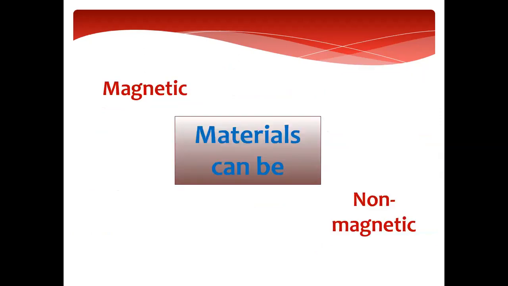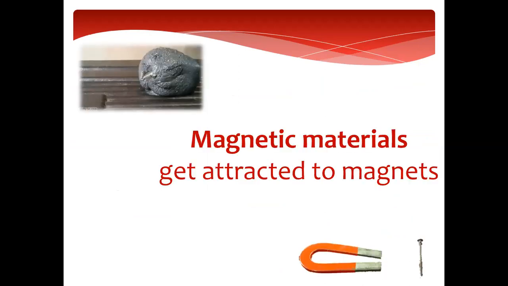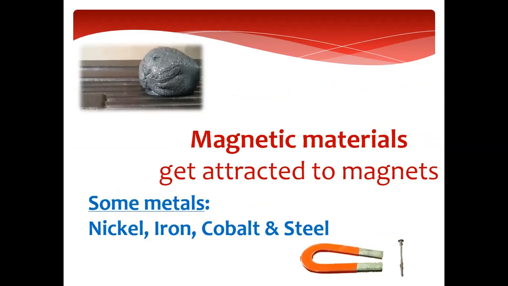And then we said that there are materials that are magnetic and materials that are non-magnetic. Magnetic means that they are attracted to the magnet, that they will be stuck to the magnet. If I bring a magnet beside magnetic materials, they will be attracted and stuck to it. Like what? Like some metals: nickel, iron, cobalt, and steel. Those are the metals that are magnetic, attracted to the magnet.